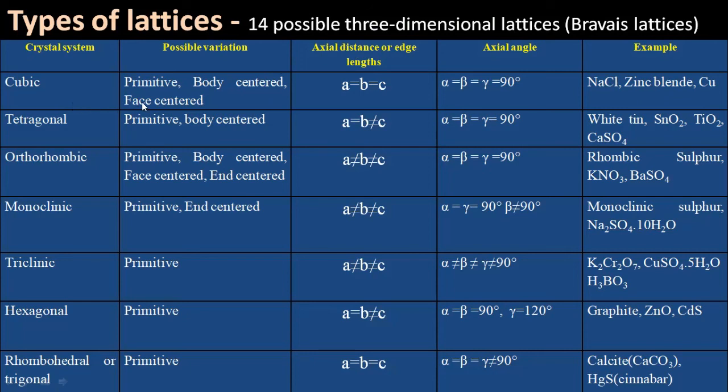So in cubic crystal, we can have... One thing you have to note here: in all the seven crystal systems, the primitive crystal system is common. So all will form primitive crystal systems. And the last three, that is triclinic, hexagonal, and rhombohedral, will only form the primitive unit cell. Whereas the first four, in cubic: primitive, body-centered, and face-centered, PBF. So primitive cubic unit cell, body-centered cubic unit cell, and face-centered cubic unit cell are possible.